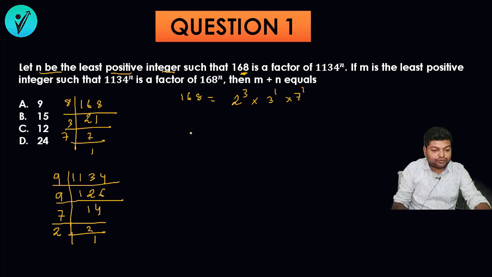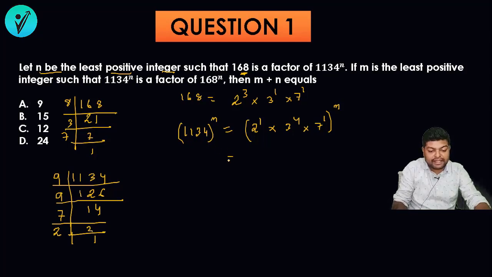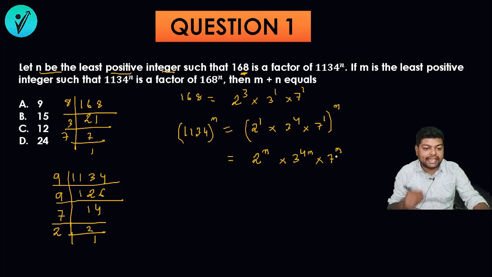So we can say that 1134 is 2 to the power of 1 into 3 to the power of 4 into 7 to the power of 1, and we have to raise it to the power of n. Or we can say that 1134 to the power of n is 2 to the power of n into 3 to the power of 4n into 7 to the power of n. Now let's get to the first line again.